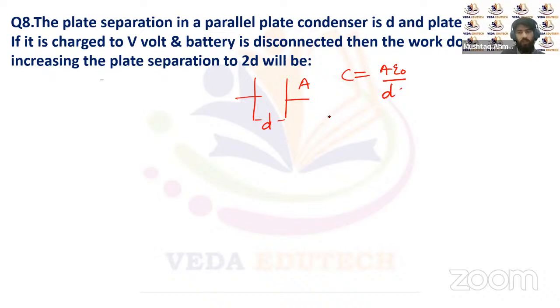Now let's suppose Q is the charge of this capacitor. The energy stored in this capacitor will be Q square over 2C.